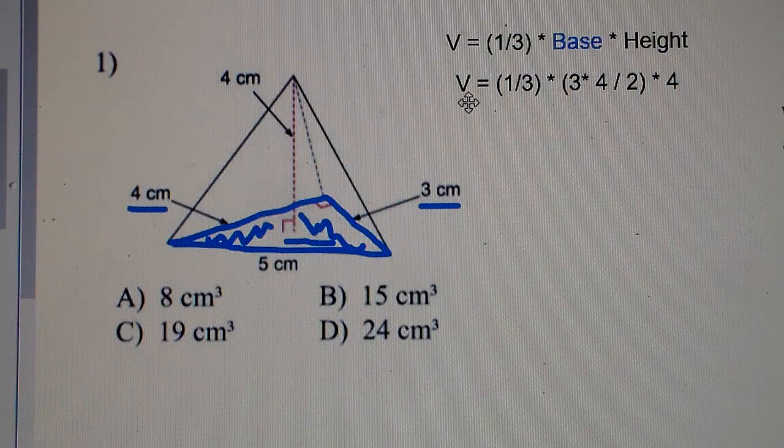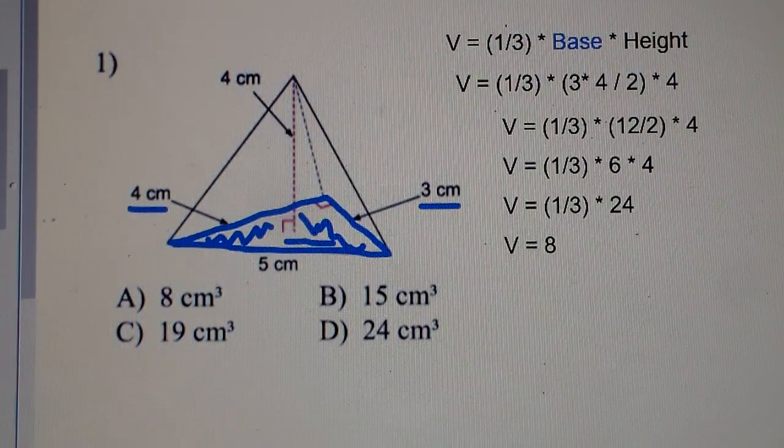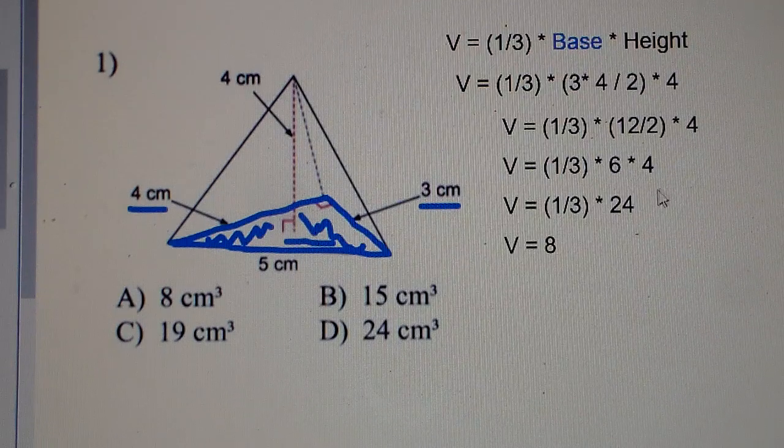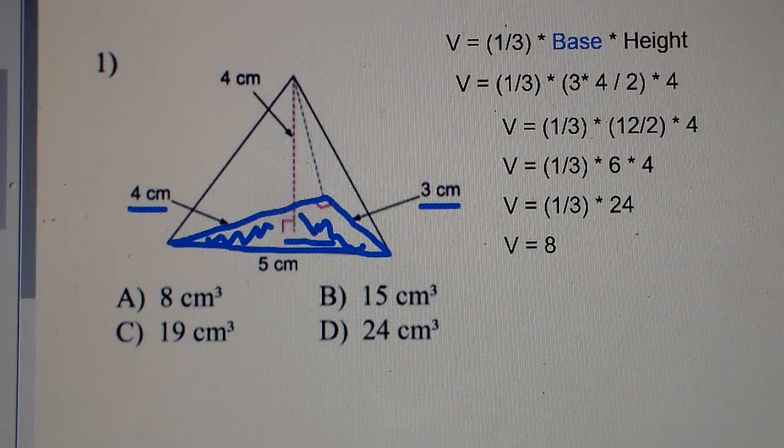So our base is going to be 12. How I wrote it out, I did volume is equal to 1/3 times, well, my base is 3 times 4 divided by 2. That gets you 12. 12 divided by 2 is 6. So our base is actually 6. Volume is equal to 1/3 times 6 times 4. 6 times 4 is 24. 24 times 1/3 is 8. So we have a volume of 8 centimeters cubed.